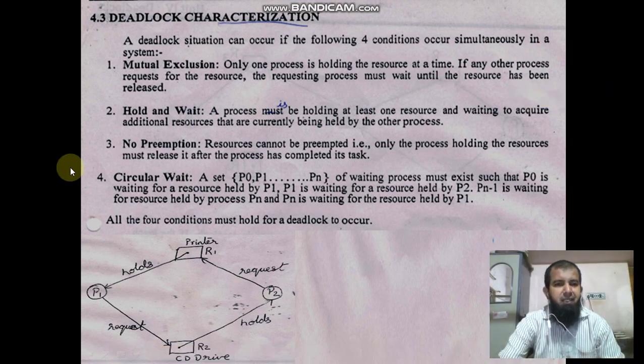Hello friends, in the last video you studied Introduction to Deadlock. Now we are going to study deadlock characterization.